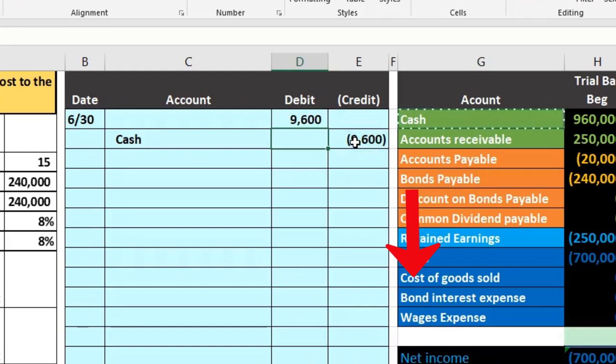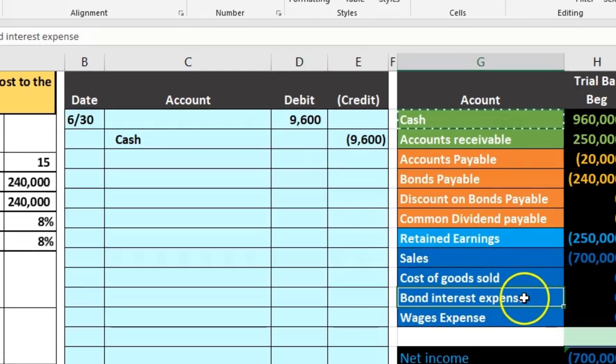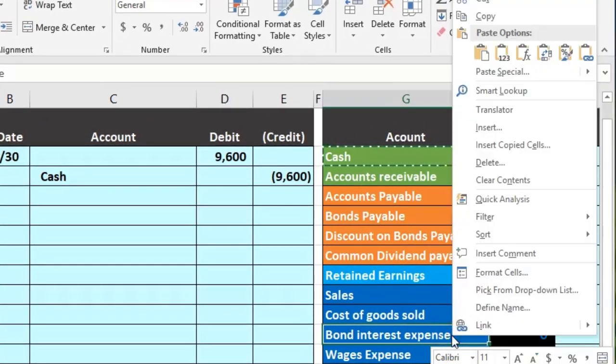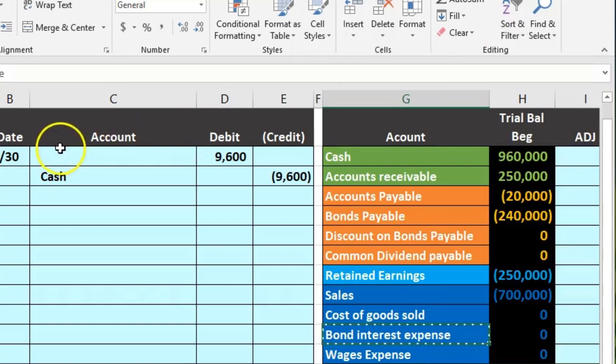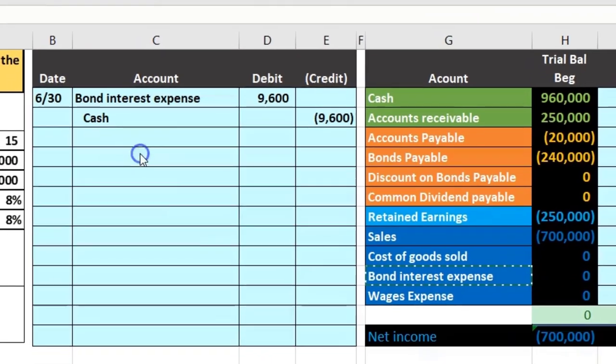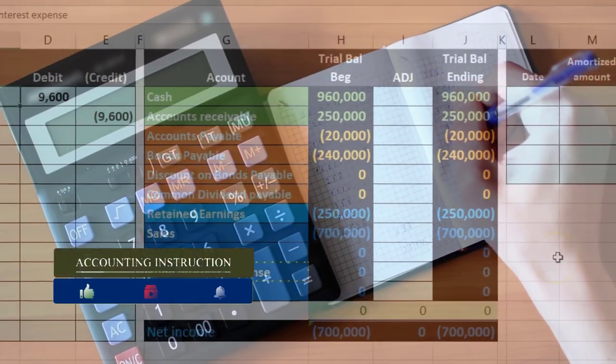And then the other account is going to be the interest expense on the bond. So that's going to be an expense. And we already know we're going to debit it because we credited cash. Expenses only go up in the debit direction, bringing down net income. So I'm going to right click and copy, put that in C3, right click and paste 123. There's our journal entry. We don't have to deal with any premium or discount, which is nice.